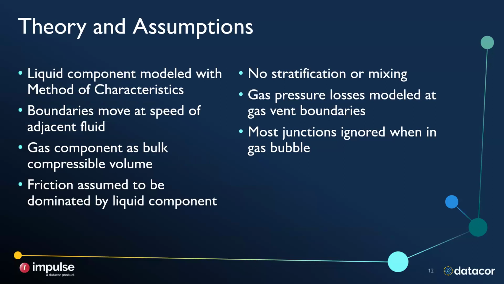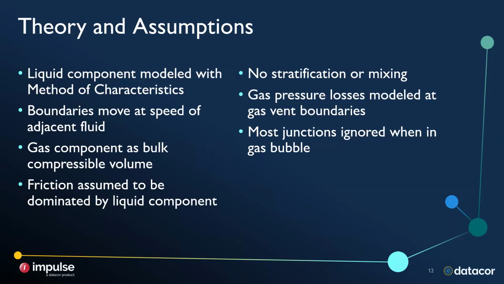So, some of the theories and assumptions you should be aware of. The liquid component is still modeled with method of characteristics. Boundaries move at the same speed as the fluid that they're connected to. The gas volume is just treated as a bulk compressible volume. The friction for the gas volume is ignored except at the system boundaries. Otherwise, it's assumed to be dominated by the liquid component and therefore neglected.